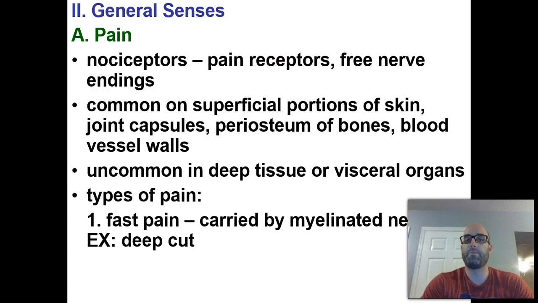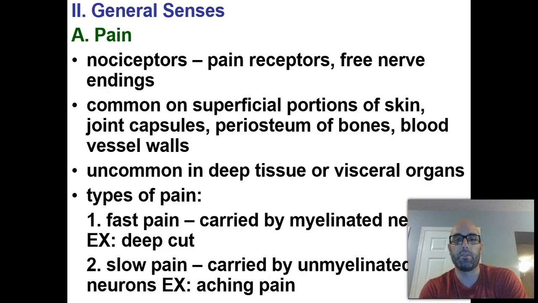There's a couple different types of pain. You have fast pain, which is carried by myelinated neurons. These are things like when you get a deep cut, you want that signal sent to your brain or your central nervous system really, really fast. Myelinated neurons, remember, allow action potentials to almost jump and skip sections of the neuron. You have slow pain, which is carried by unmyelinated neurons. This is that dull, constant aching pain that it hurts, but you can kind of push it to the back of your brain and not really notice a whole lot about it.